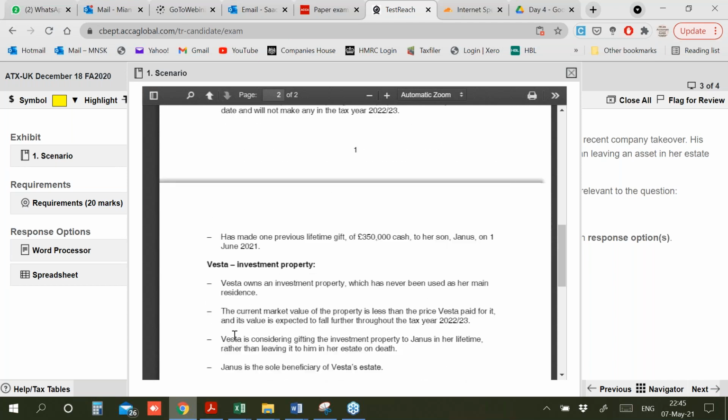She has made one previous lifetime gift of £350 cash to her son on 1st June 2020. So she has made the gift this year. However, because it is a PET, it would not have used her nil rate band.